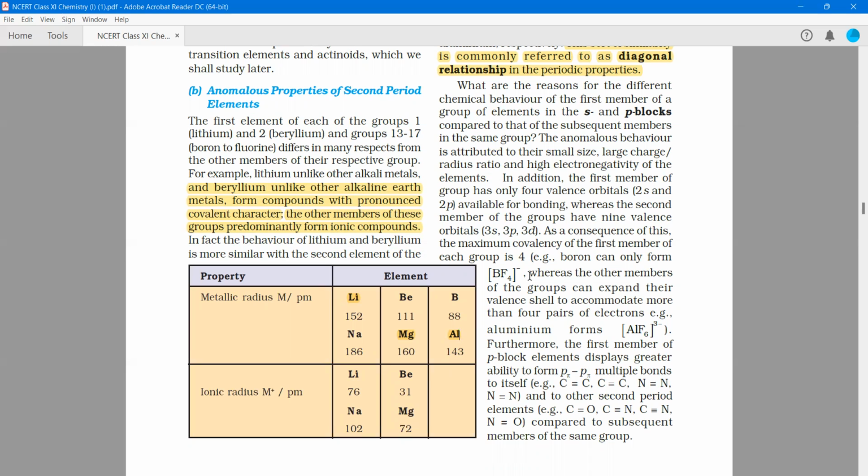Okay, but for the rest of the elements in that particular group, they have expanded octets, so they have the d orbitals as well to have the electrons. So that is one difference. And also these elements are very, very small in nature and also highly electronegative compared to the rest of the elements in the same group. So because of these two reasons, the period 2 elements show anomalous behavior.